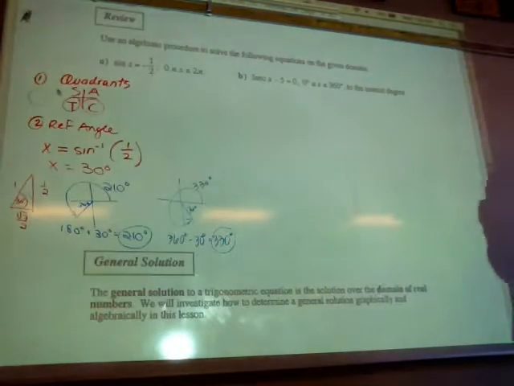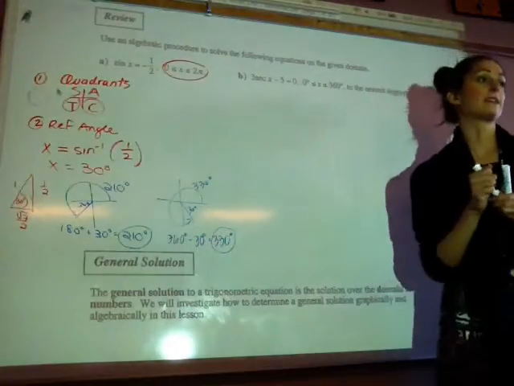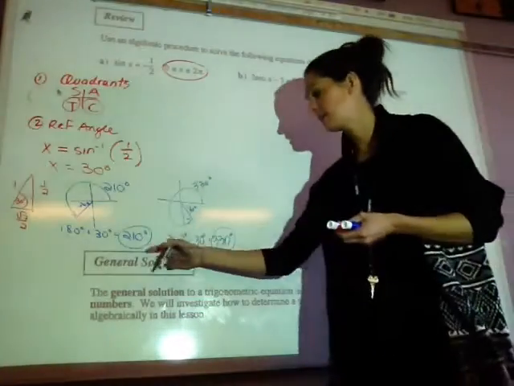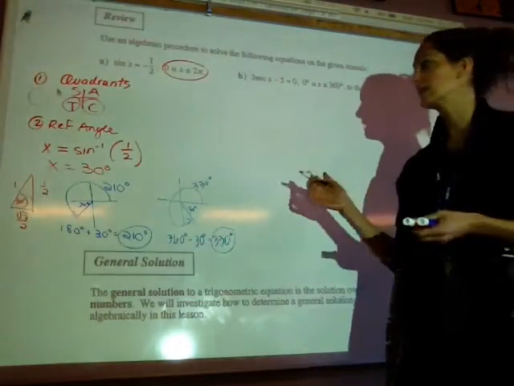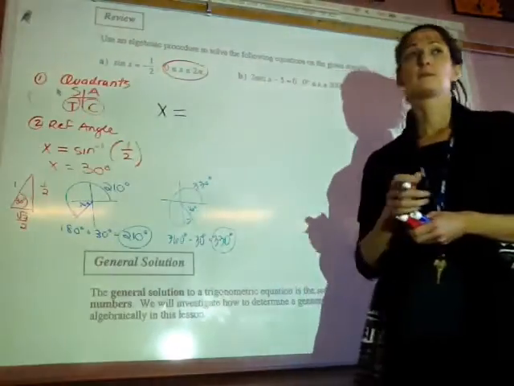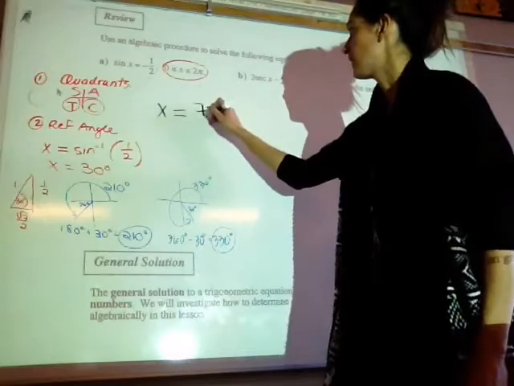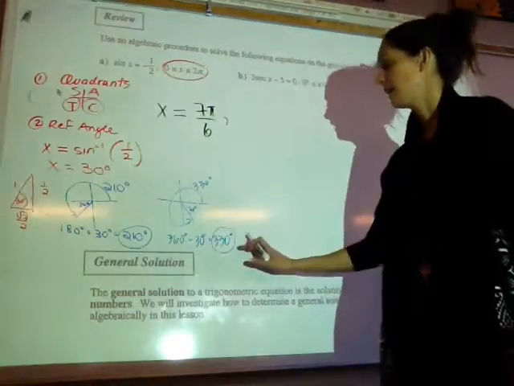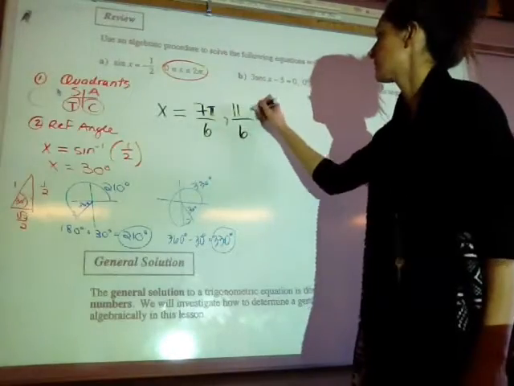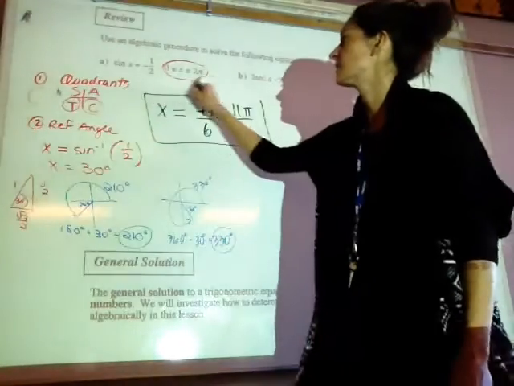Now, one thing that we need to pay attention to is our domain is in radians, so we should probably state our solutions in radians. So if you guys convert 210 and 330 to radians, what do we get? 7 pi over 6. So 7 pi over 6, and 330 divided by 180, we get 11 over 6 times pi. Okay, so these are our two solutions.